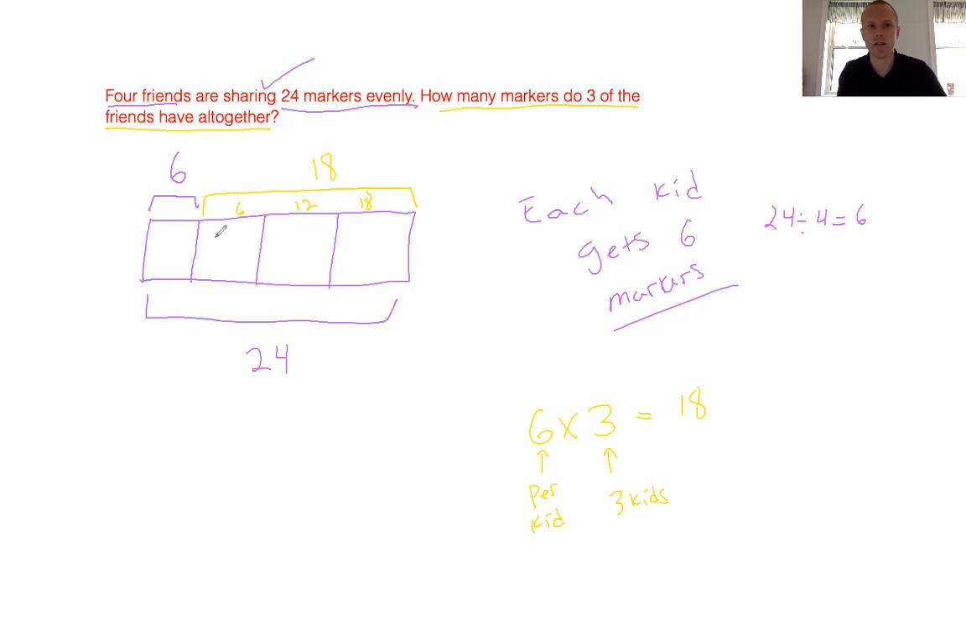Do you see how I highlighted these 3? Like we're counting those 3 kids' markers all together. So the first kid had 6, the second had 6, and the third had 6. If you count those all up, you get 6, 12, 18. So that's how we solve the second part of that problem. And then your sentence would be, 3 kids have 18 total markers.